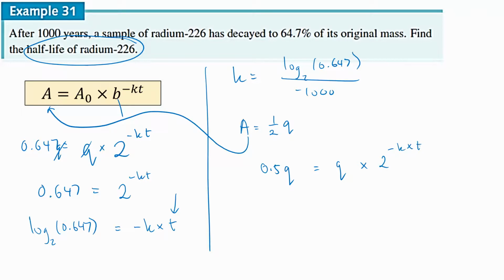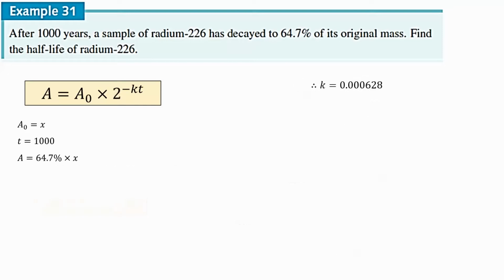Our job was to find how long. We already got K in decimals, I worked it out before. We already got K, so we're just trying to find T. Just so happens if you divide both sides by Q, log base 2, divided by negative K, you get your answer. Okay, so just think about the process of what you're doing. You're trying to find an unknown. Once you got the unknown, your job was to find half of the original. So that's what I did in the next slide.